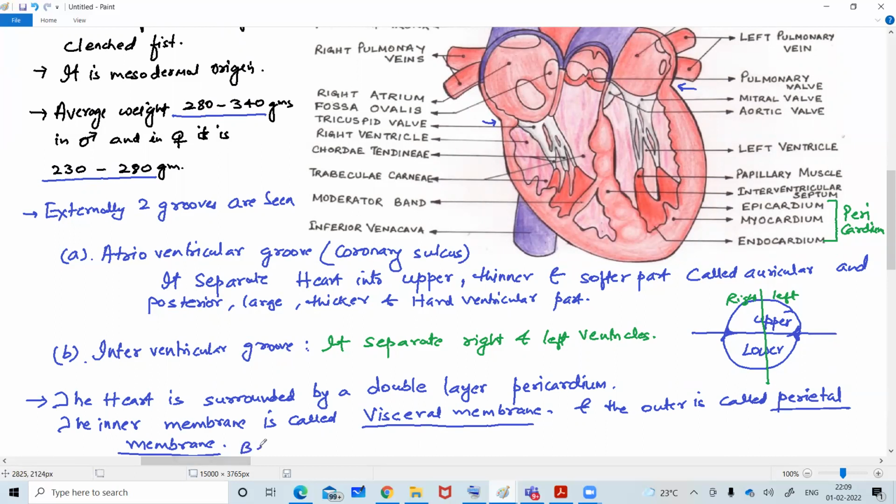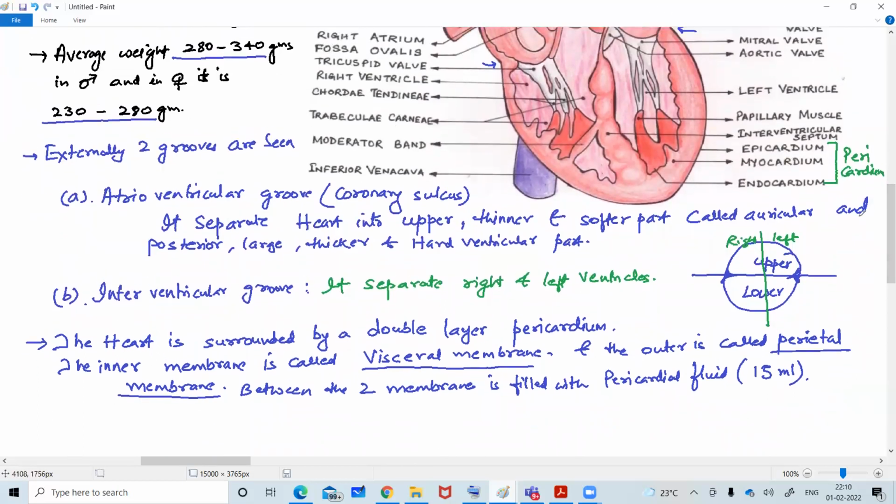You can say the space between the two membranes is filled with pericardial fluid, which is approximately 15 ml. This liquid helps in frictionless contraction and expansion of the inner and outer layers of the muscles. Right?